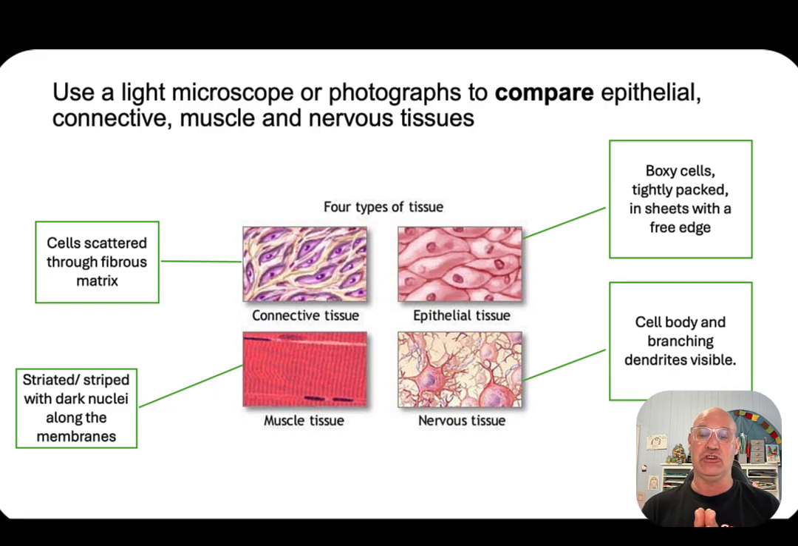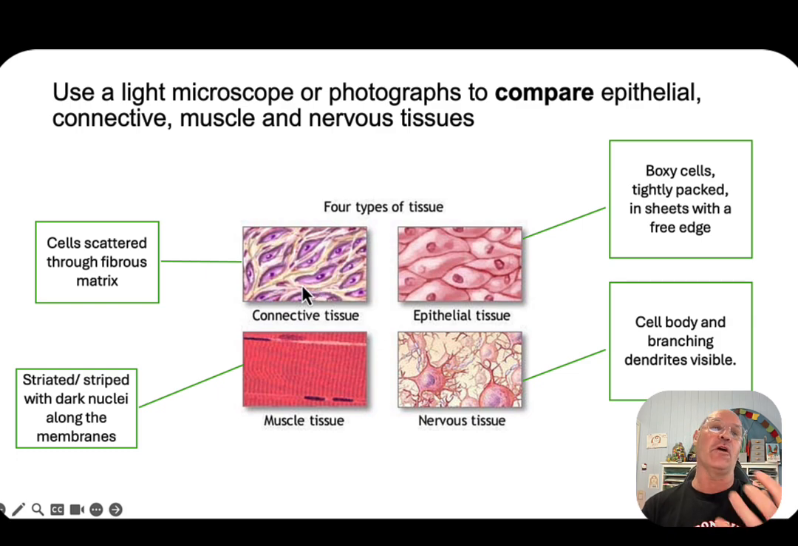So the syllabus asks us to be able to use a light microscope or photographs to compare the different types of tissue. If we have a look at an organ like the stomach or the small intestine or the lung, we will see that it's got a range of different tissue types. It's going to have all of these different tissue types, and hopefully we'll be able to identify the different parts based on what we know about their appearance and also their function.